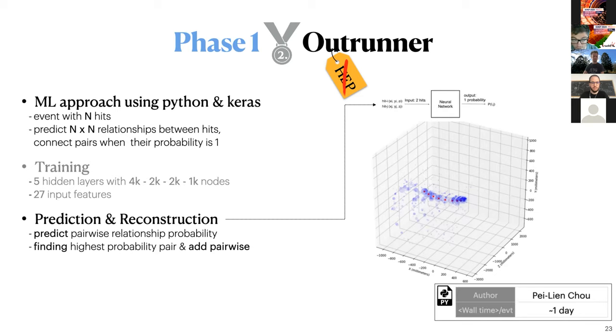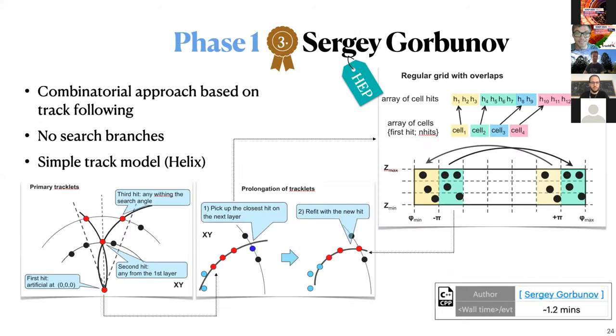That worked extremely well, but the execution time, due to the loop over all pairs, is, let's put it, roughly 1 day per event. I'll put it there. And this then was followed up by our third position, which is Sergey, who's a member of our community, of the HEP community, that has written a classical approach of combinatorial seeding and track following with a track model. Gained the third prize with that.